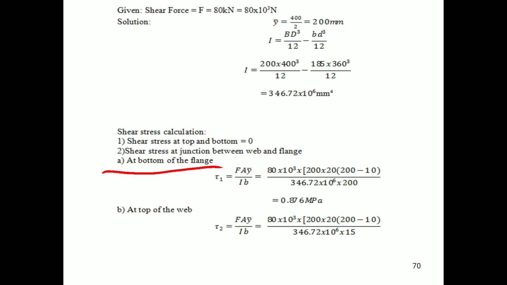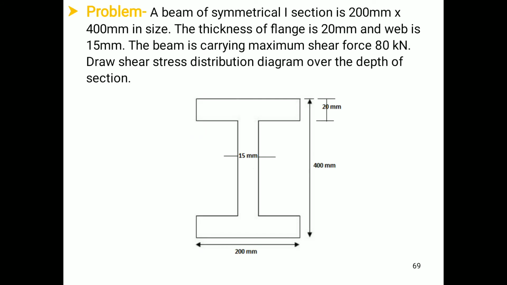Now, therefore, we have tau 1, that is the shear stress at the bottom of the flange, which is given by F A y bar upon I b. Now, as given in the numerical, we have F equal to 80 into 10 raised to 3. A is nothing but, now this is the junction where we have to concentrate for shear stress distribution. This is the junction where we have to make the consideration.